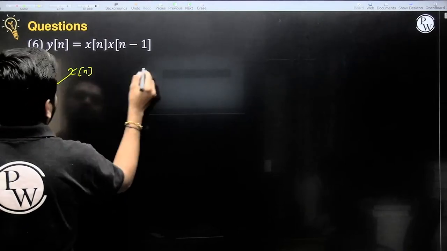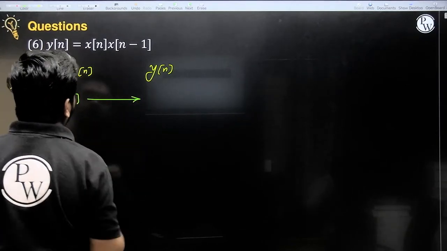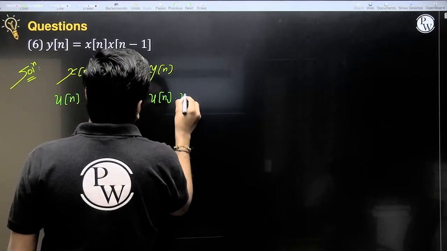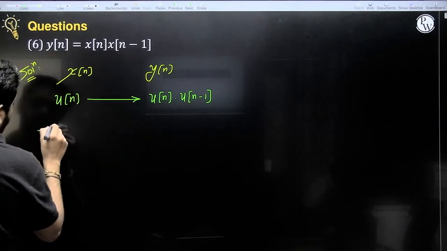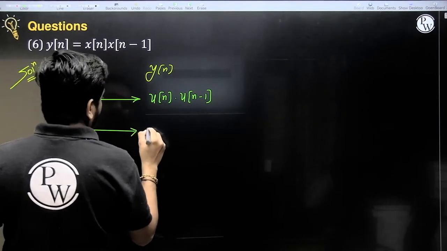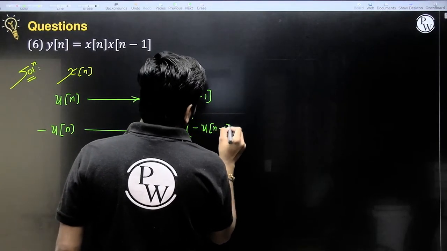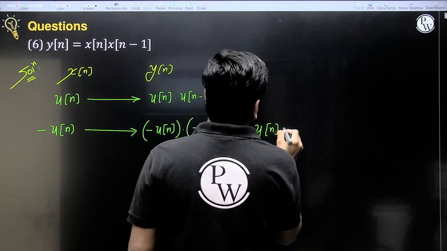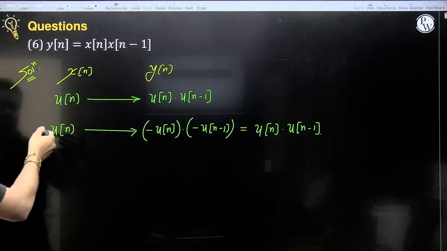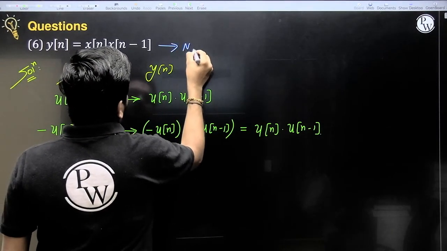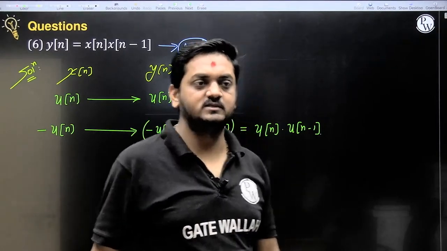Take input x of n equal to u of n; for this input we get output u of n minus 1. Okay. And if you take input minus u of n, x of n equal to minus u of n, here it is minus u of n minus 1. It will be u of n into u of n minus 1. So what? Non-invertible. Again, for different input we are getting the same output. Non-invertible system. Correct? It is known as a non-invertible system.